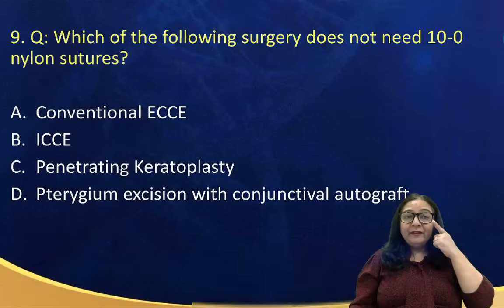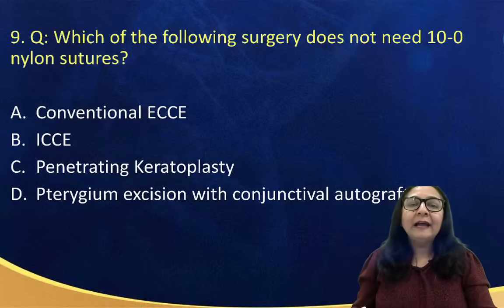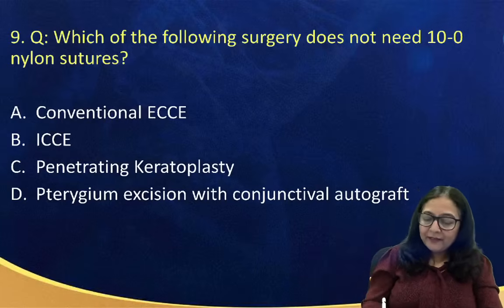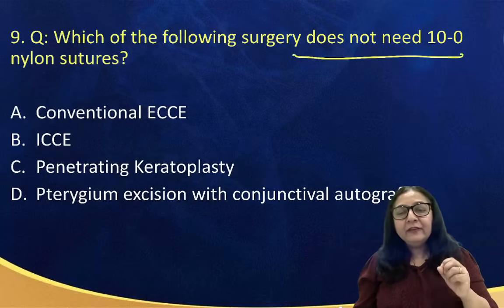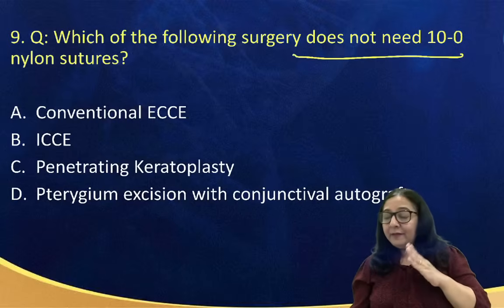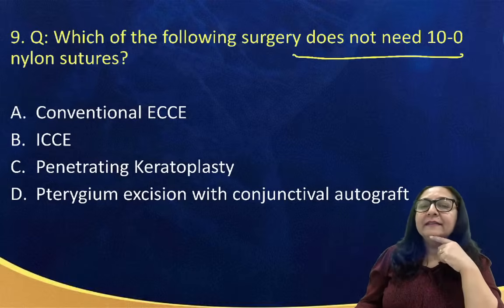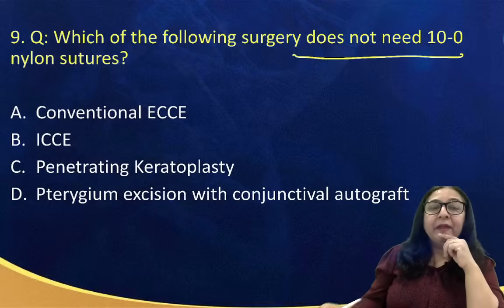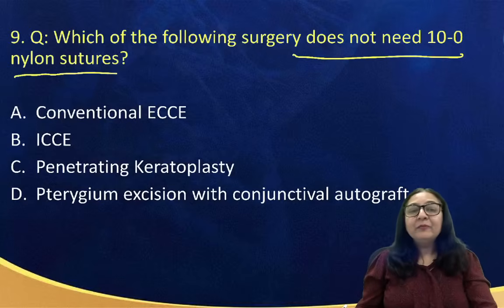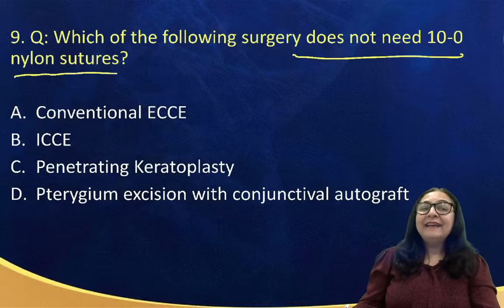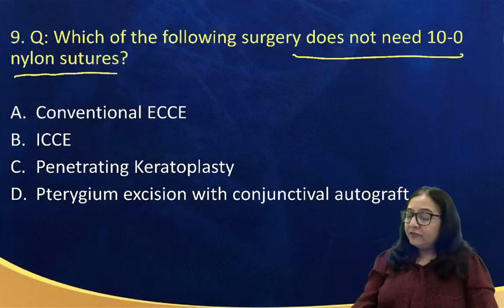Coming to the next question, bache. Which of the following surgeries does not need 10-0 nylon sutures? Because recently the questions based upon surgery, and especially cataract surgery, have been coming, bache, in the exam. Okay, so be prepared for that. Which of the following surgeries does not need 10-0 nylon suture? Choices are conventional extracapsular cataract extraction, intracapsular cataract extraction, that is ICCE, penetrating keratoplasty, pterygium excision with conjunctival autograft.